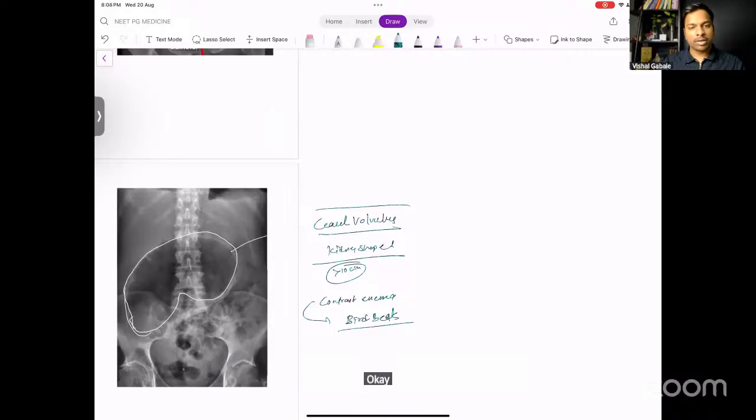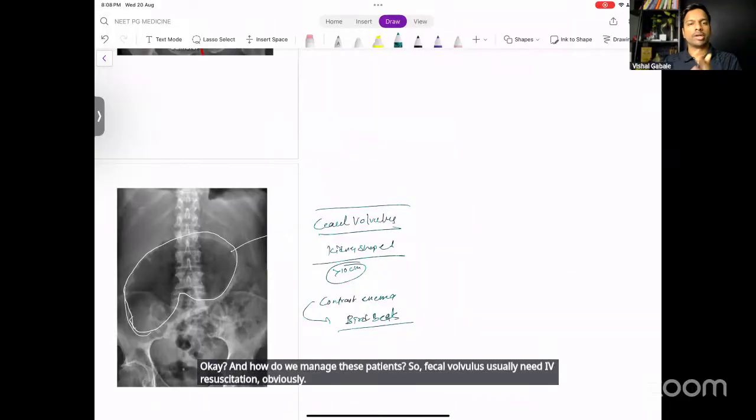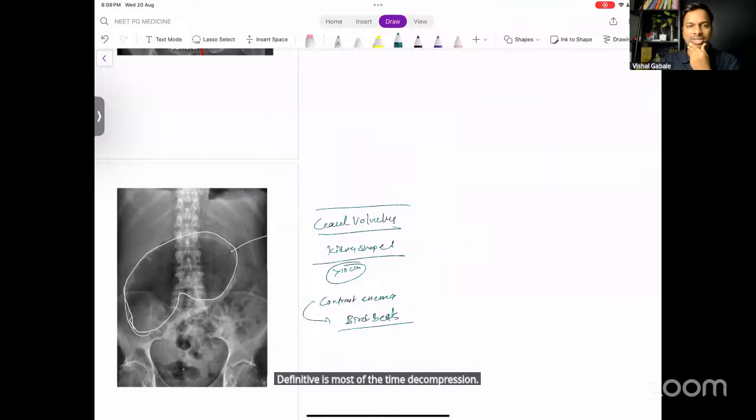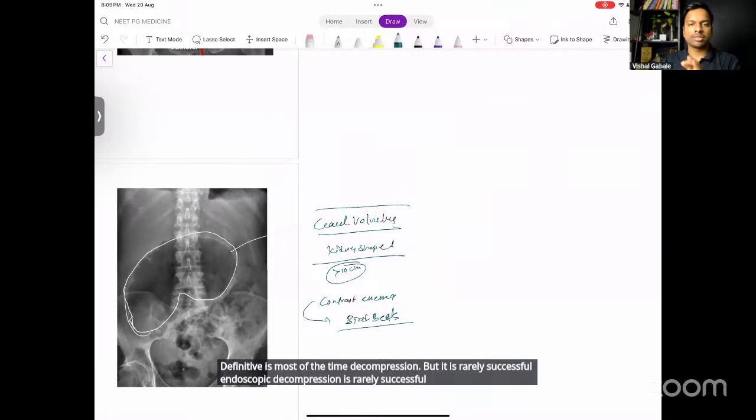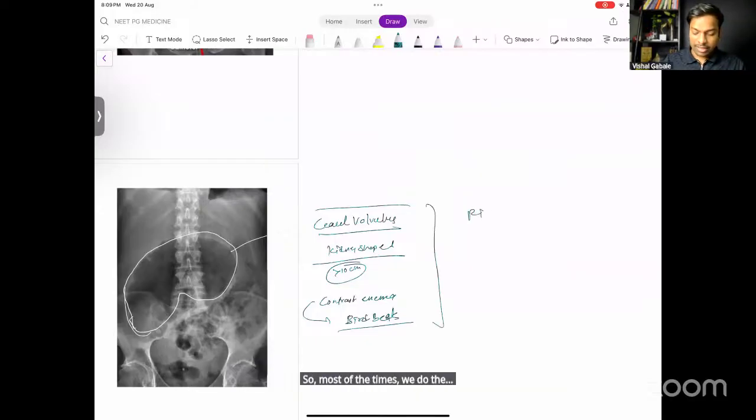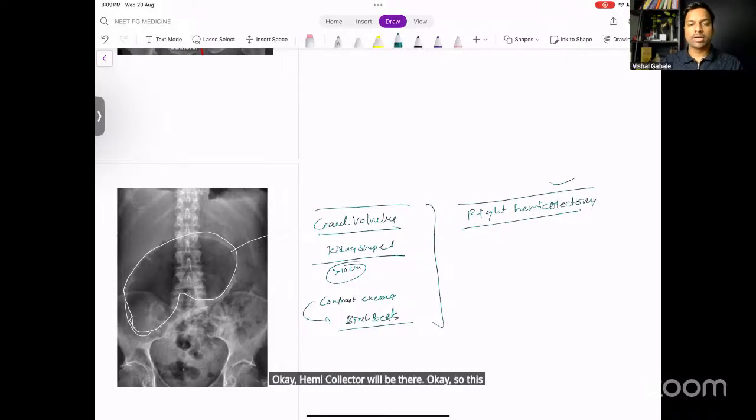And how do we manage these patients? So cecal volvulus usually needs IV resuscitation. Definitive treatment could be decompression, but endoscopic decompression is rarely successful, so we manage with surgery. Most of the time we do a right hemicolectomy. It's a surgical thing, but as a physician or as any person, you should be able to know this. So this is about the cecal volvulus.